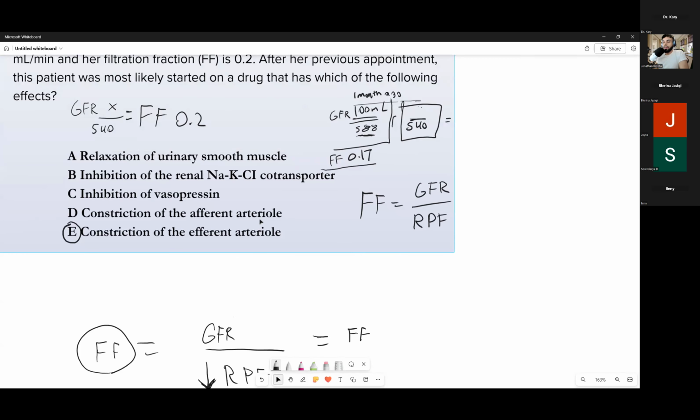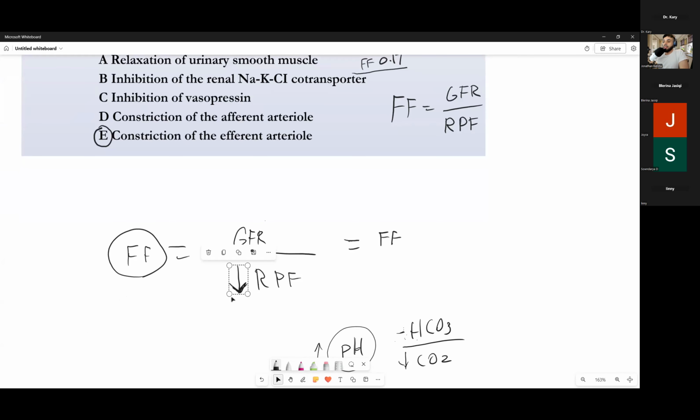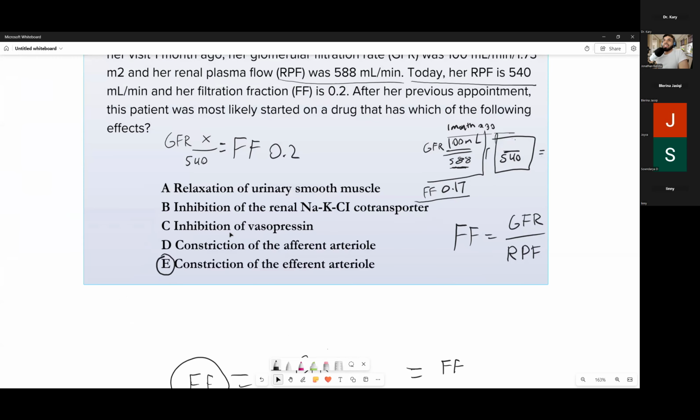And this is what was connected perfectly here, because once we established that filtration fraction 0.17 was last month, and then this month is 0.2, we could naturally think there's two things here that could have contributed to this. One can be a decrease in renal plasma flow. Right? If you decrease your renal plasma flow, you'll have an increase in filtration fraction. The other could have been an increase in GFR. So yes, they couldn't put both of them in the answer choices. They couldn't, because then you wouldn't be able to have one answer.